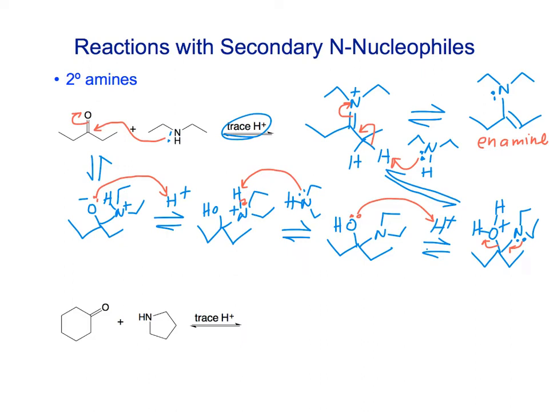All right, and then we deprotonate. We call that the alpha position, the position next to the imine, or kind of the imine structure. It isomerizes to form our enamine.